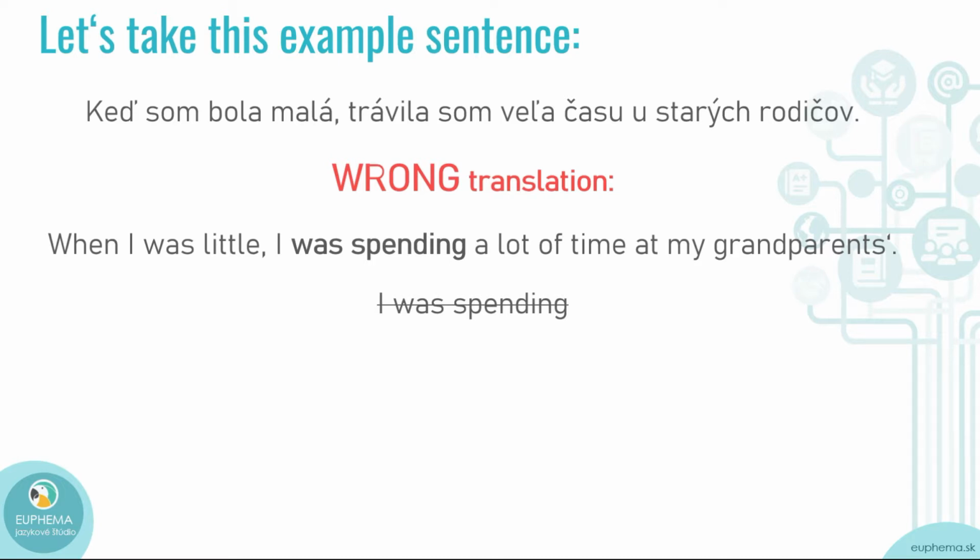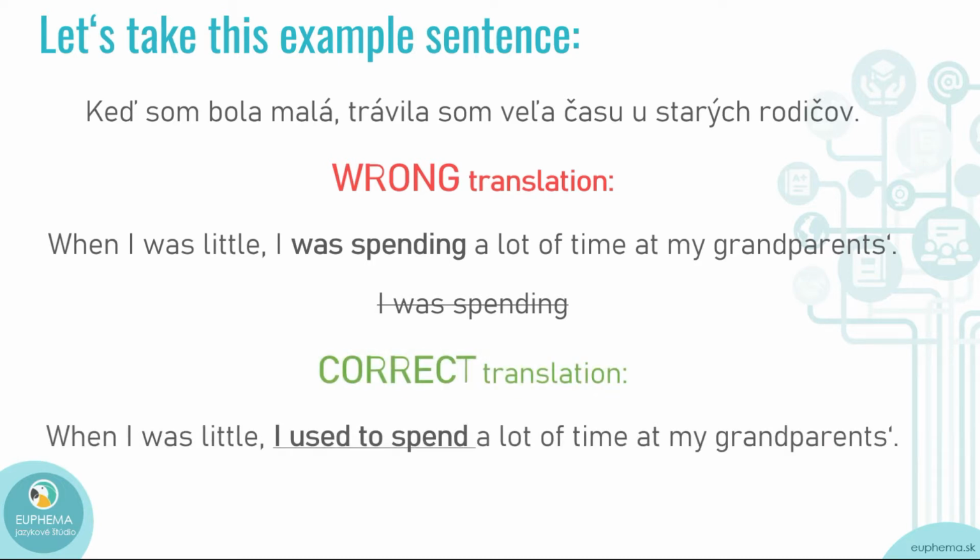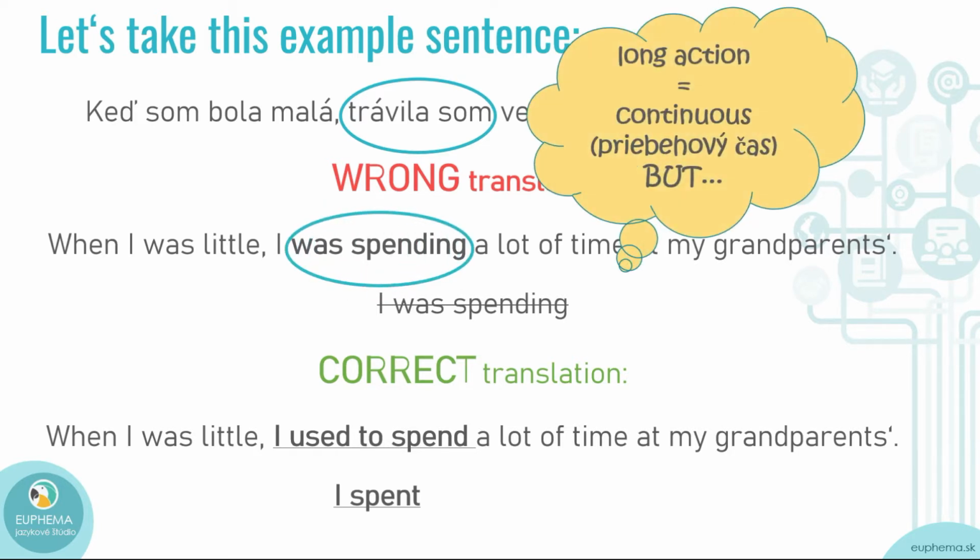The correct translation should be, "When I was little, I used to spend a lot of time at my grandparents," or "I spent a lot of time at my grandparents." But I totally understand why people put "I was spending" there. Because when they see "trávila som veľa času," they imagine a long action. So they say "I was spending." Because in our minds, we know that for long actions, we should use a continuous tense. But, yes, of course, there is a but, and I'm going to explain this but to you.